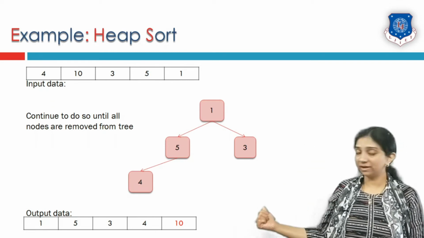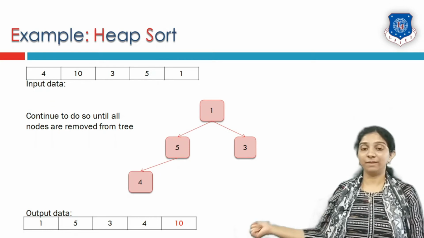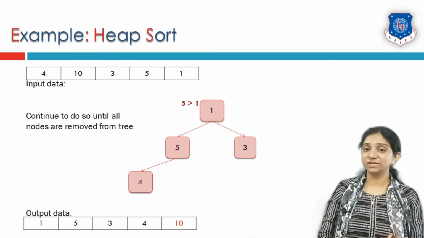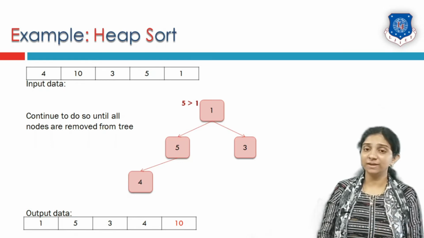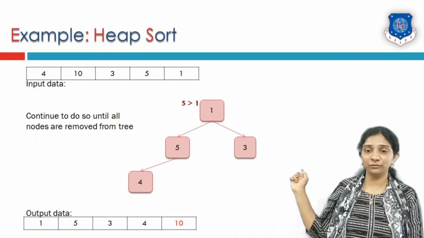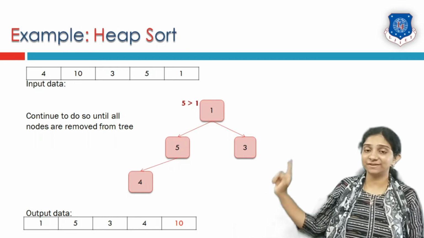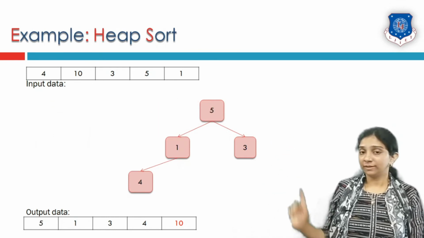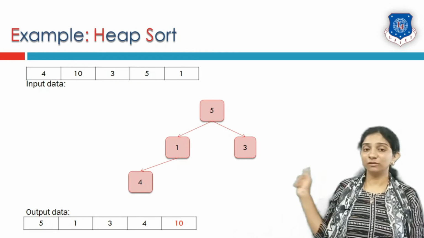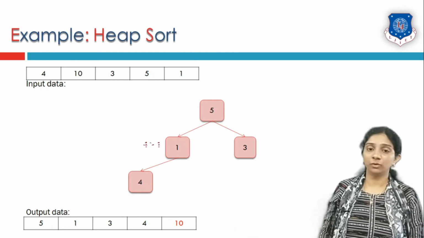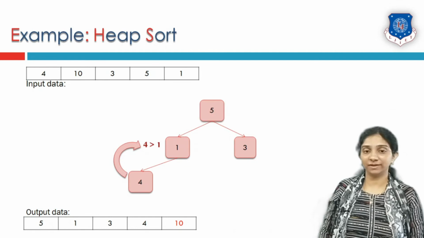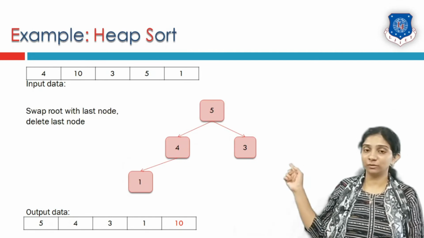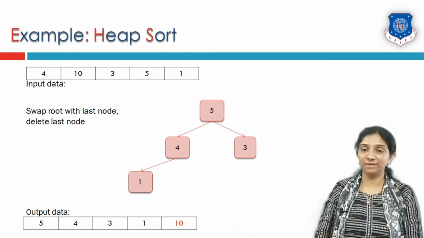Now we have to only consider data from element 1 to element 4. Now first check, is it a max heap tree? Is 1 greater than 5 and 3? No, 5 is the largest. So we must swap 5 with 1. Now in the left subtree, is 1 greater than 4? No. 4 is greater than 1, so we have to swap them. 4 is going to be the parent and 1 will be a child.